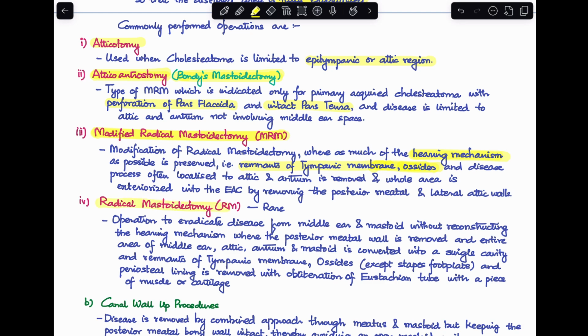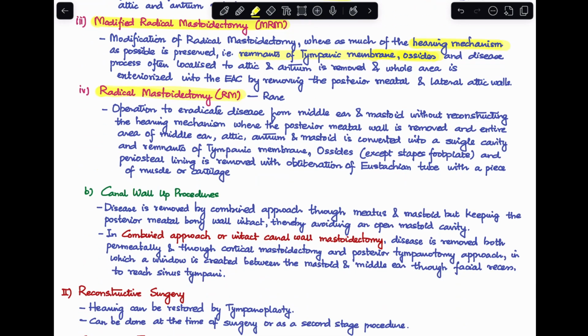The fourth option is a radical mastoidectomy, which is rarely performed nowadays. This is an operation where you eradicate disease from middle ear and mastoid without any reconstruction of the hearing mechanism. You remove the posterior meatal wall, and the entire area of the middle ear, attic, antrum and mastoid is converted into a single cavity. And here we remove all the remnants of tympanic membrane and ossicles except for the stapes footplate, and periosteal lining is also removed with obliteration of the eustachian tube with a piece of muscle or cartilage.